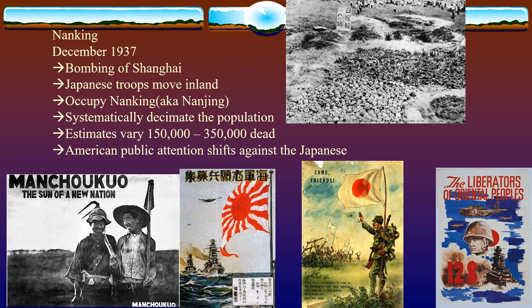On the other side were the nationalists, and that was under a guy named Chiang Kai-shek. And Chiang Kai-shek, he was just another warlord. He made no bones about it. He was absolutely a warlord.